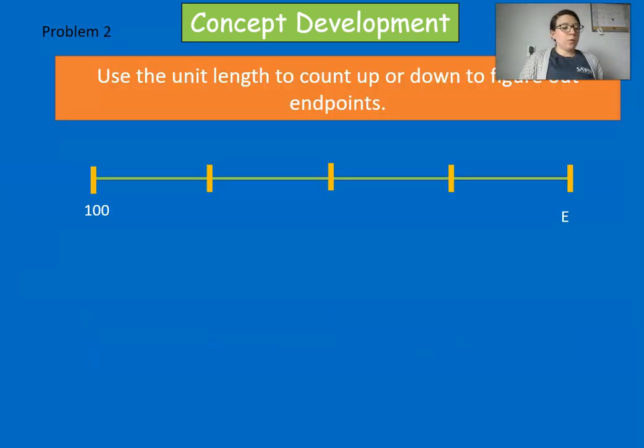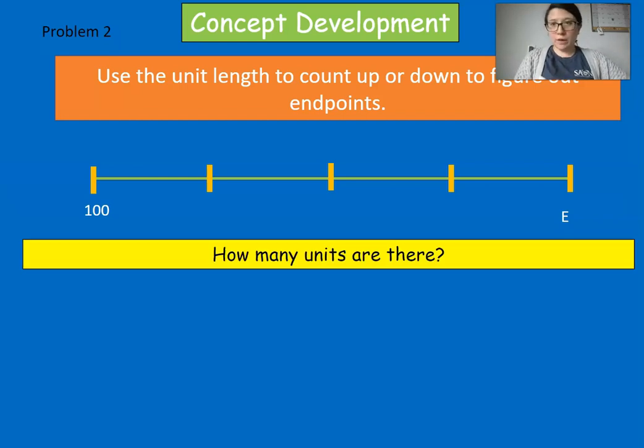All right. We can also use unit length to count up and down to figure out endpoints. So at one end of our number line here, we have the number 100. At the other end, there's an E. We don't know what that E is yet. What we're going to do is figure that out. So how many different units are there? How many hash marks are there?